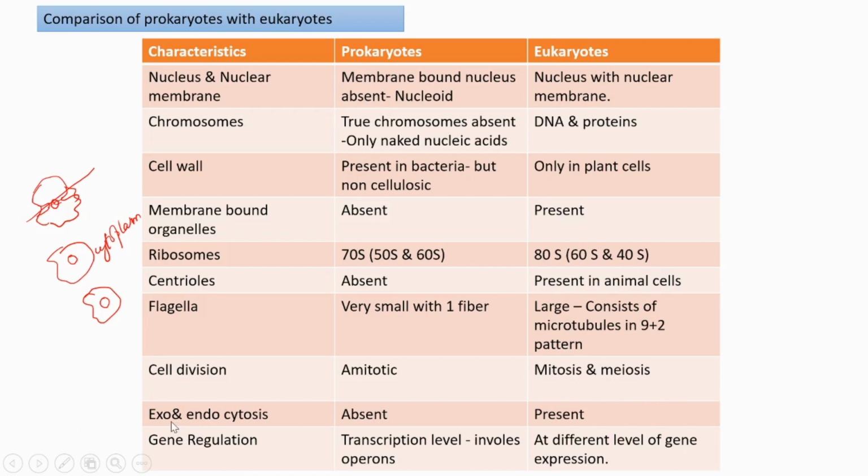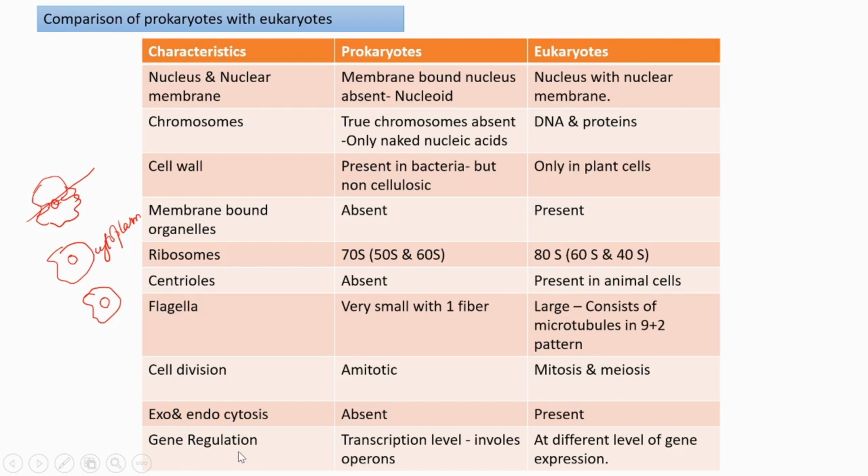Then exocytosis and endocytosis. Exocytosis means transport of materials out of the cell. Endocytosis means transport of materials from outside to the internal side of the cell. It is totally absent in the case of prokaryotes. In the case of eukaryote, it is present.